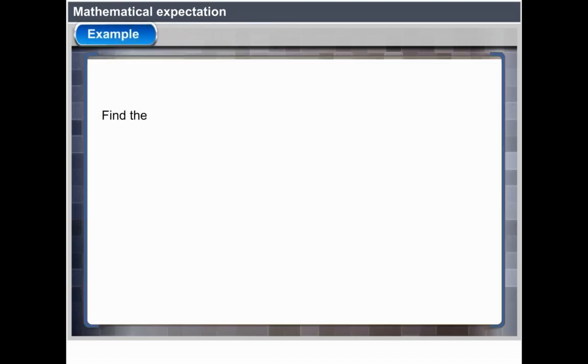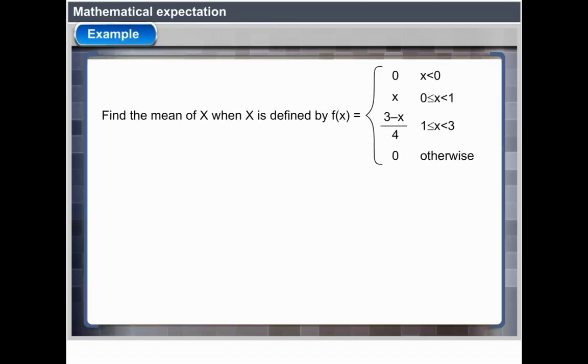Example: find the mean of x when x is defined by f of x equal to 0 for x less than 0, x for 0 less than or equal to x less than 1, (3 minus x) divided by 4 for 1 less than or equal to x less than 3, then 0 otherwise.